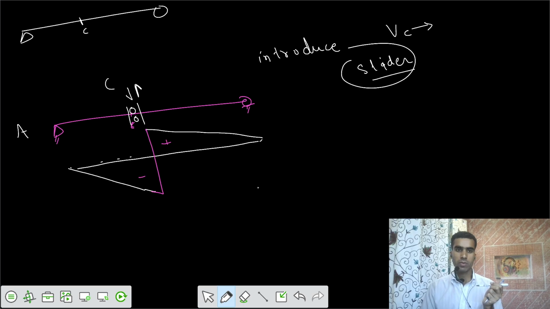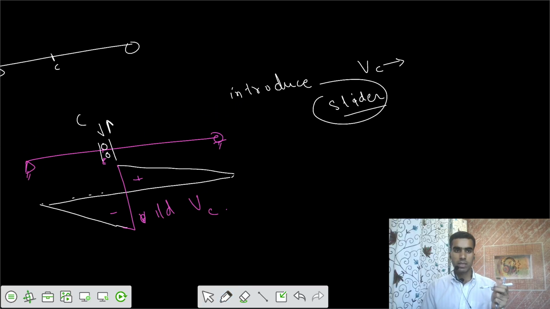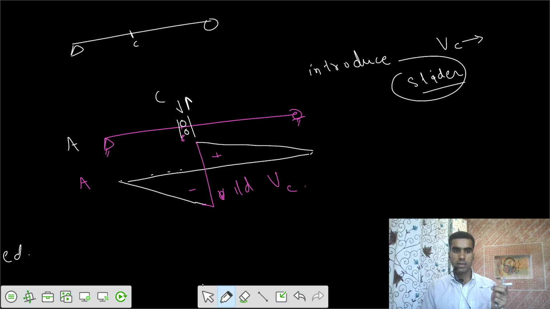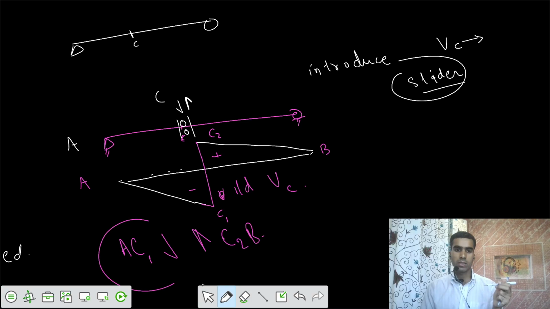So this is our profile for shear. This one is negative, this one is positive. This is the ILD for V, shear force at C. You apply a slider, then you apply unit displacement in this way. If this is A, this is C, and this is B, let's say this is C1, C2. I would write AC1 is downwards, and after that C2B is upwards in this fashion.